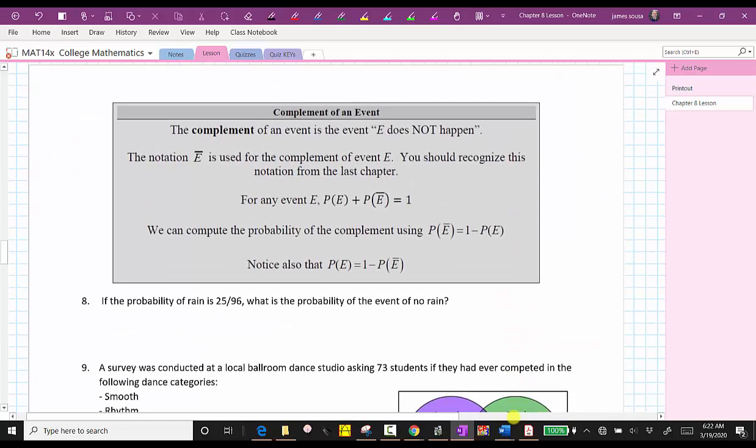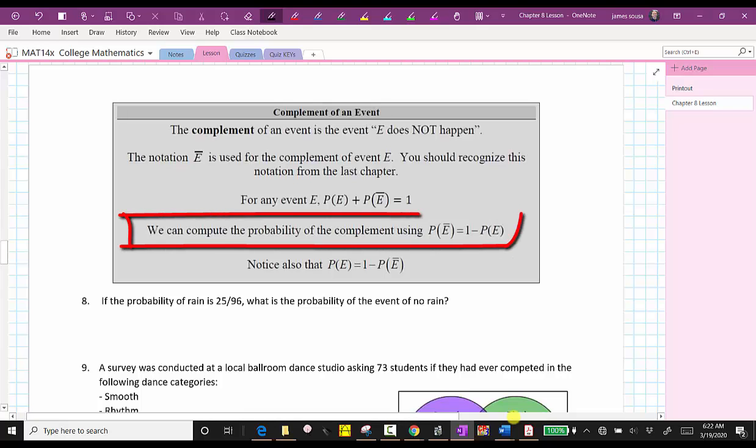Now let's talk about the complement of an event. The complement of an event is the event E does not happen. And we usually use a bar over the event to indicate the complement of an event. And we can calculate the complement of an event by using this formula here, where the probability of the complement of E is equal to 1 minus the probability of E. Remember, this 1 represents 100%, so the probability of an event not occurring is equal to 100% minus the probability the event does occur.